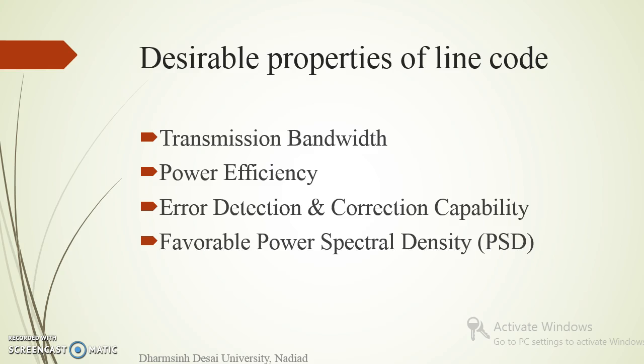In short, I just want to say that the power spread along the low frequency component should be 0, and the code should be transparent. Transparency means that none of the bits should be represented by 0 level, because otherwise if a long string of zeros comes, which in the case of on-off or bipolar is represented by 0 level, then it will create a problem at the receiver side for clock recovery. So this, at least, you should know: the properties of line code.